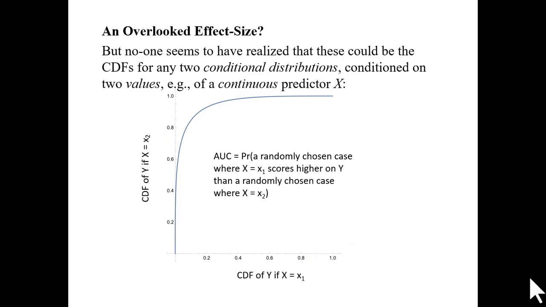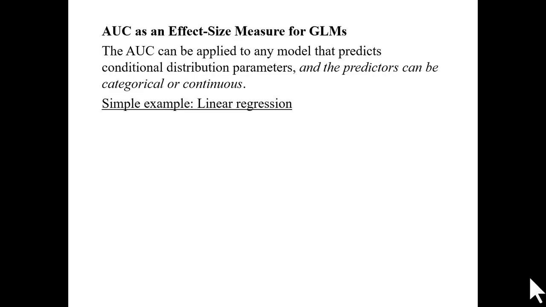What no one seems to have realized is that these could be the CDFs for any two conditional distributions. So they could be conditioned on any two values of continuous predictor x, for instance. We could have a CDF of y if x is x1, and CDF of y if x is x2. x2 could be the mean of x, for instance, and x1 could be one standard deviation above the mean. So we could have the AUC now as the probability that a randomly chosen case where x equals x1 scores higher on y than a randomly chosen case where x equals x2. So the AUC can be applied to any model that predicts conditional distribution parameters, and the predictors can be categorical or they can be quantitative or continuous.